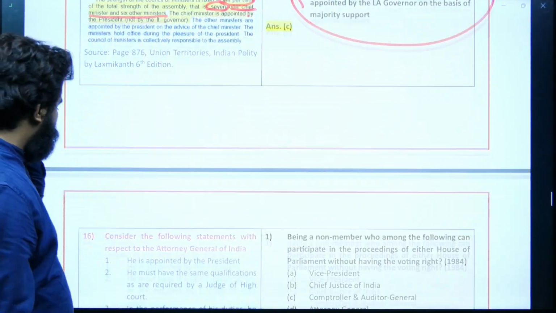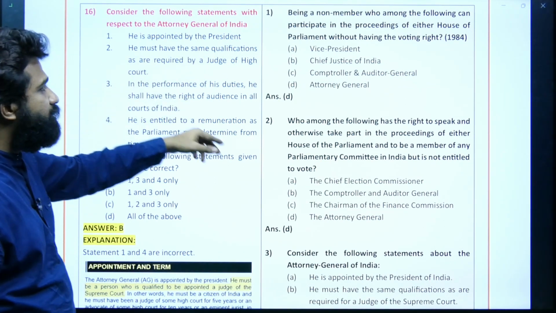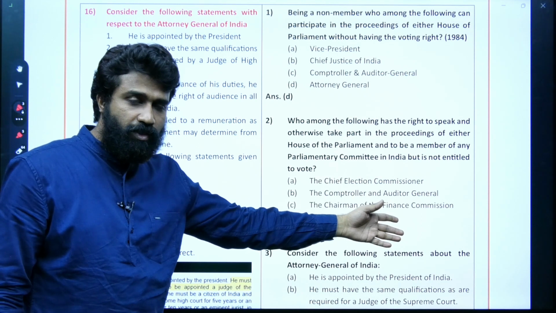Please come down. Next, consider the following statements with respect to the Attorney General of India. It was also asked in recent years, in 2022.